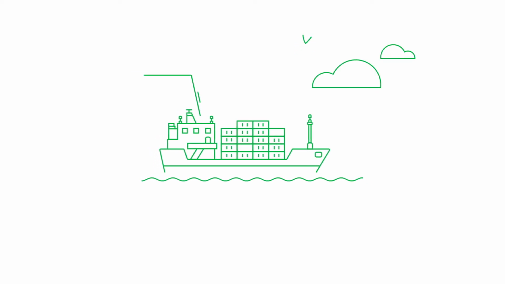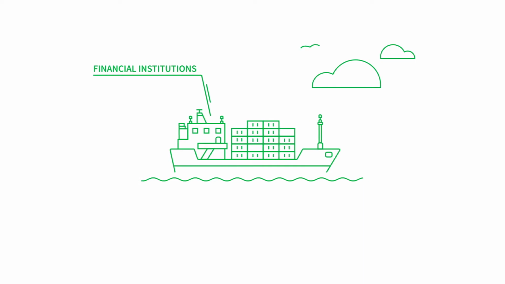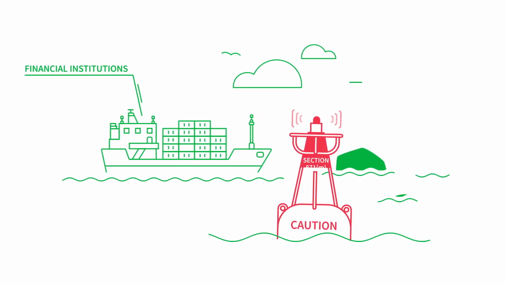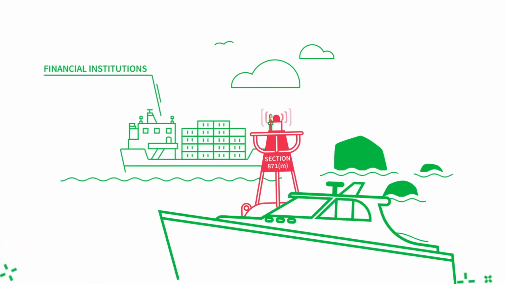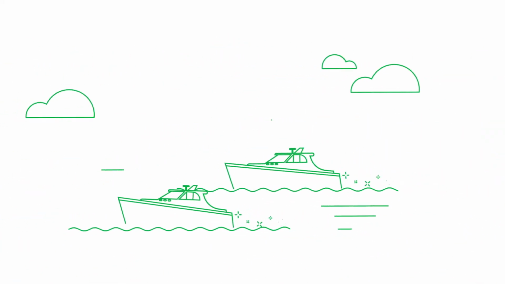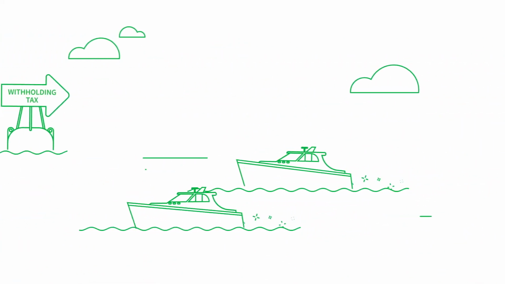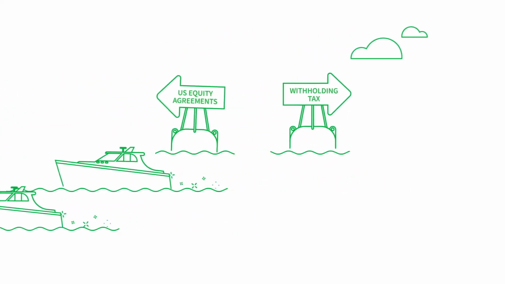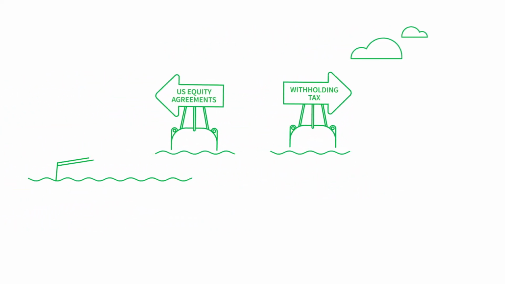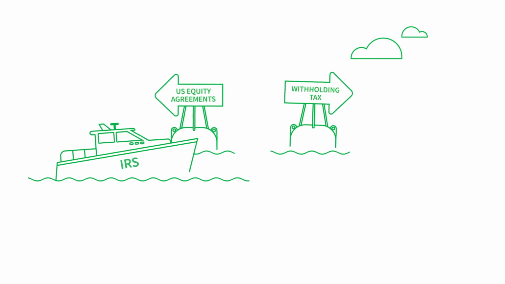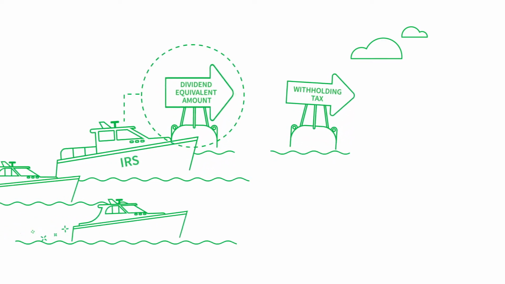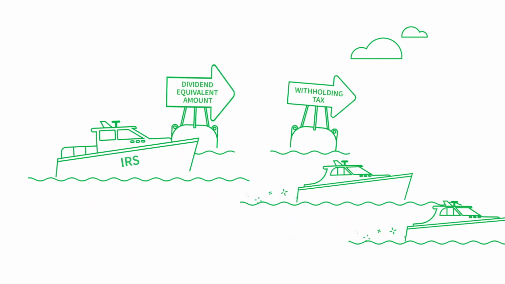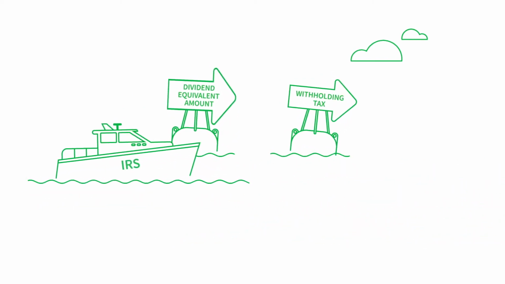After years of smooth sailing with investors, IRS Section 871M establishes new regulations that bring risks and navigation challenges for financial institutions. Section 871M arose out of the IRS's concern that non-U.S. investors were using equity derivatives and other linked instruments to avoid U.S. withholding tax on dividends from U.S. securities. The IRS is now recharacterizing some of these payments so they are treated as a U.S. dividend equivalent amount subject to a withholding tax.